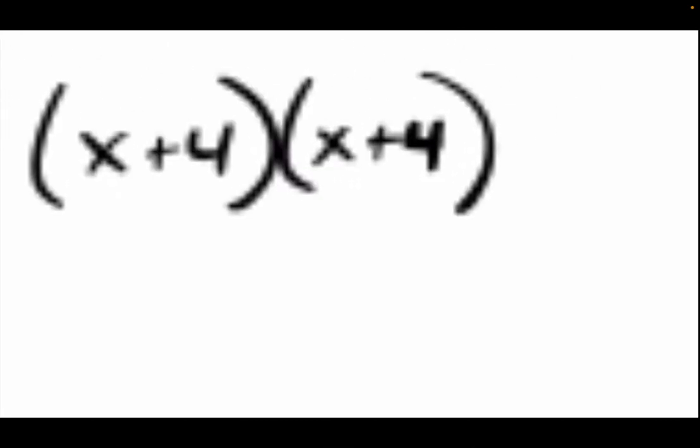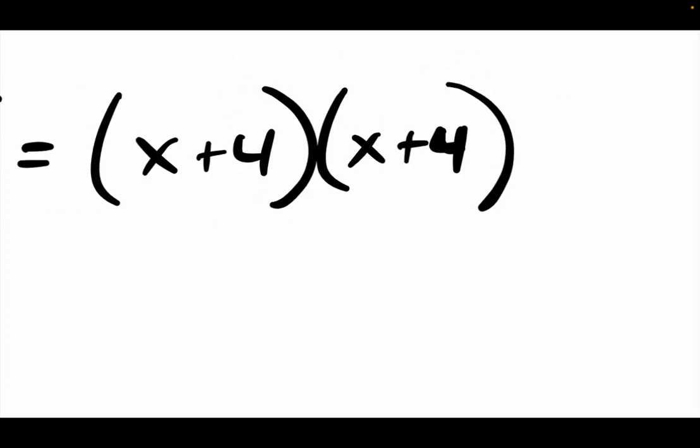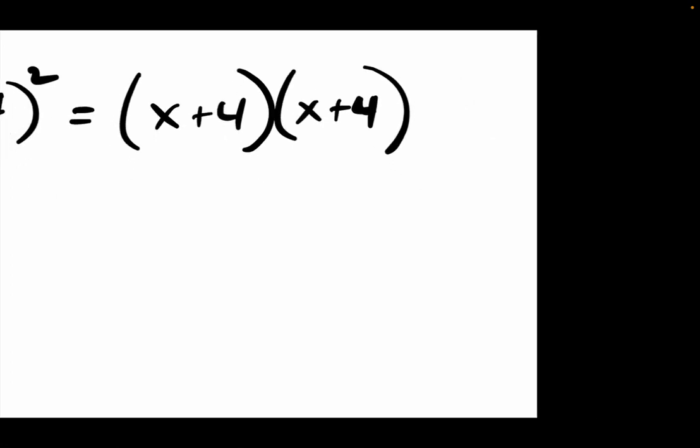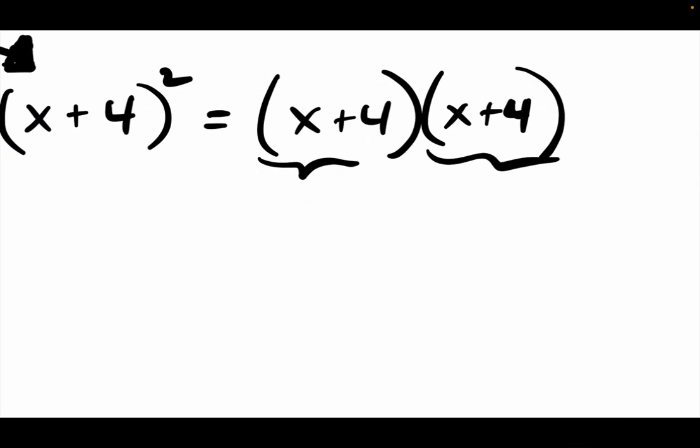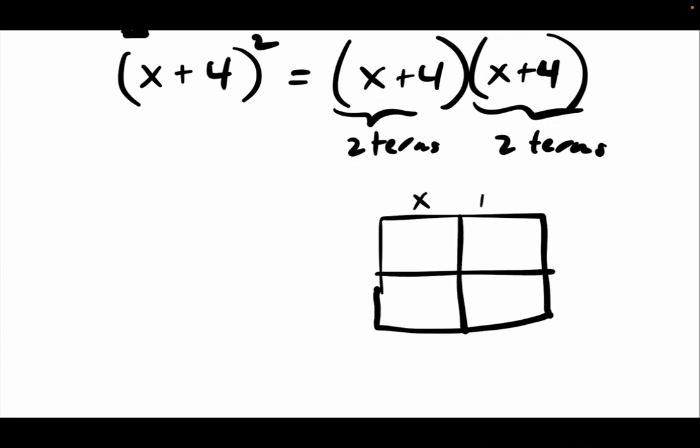How do I multiply those two guys? The answer is you've done it twice, 3 times already. Box. How big of a box do I need to multiply these guys? 2 by 2. So let's do it. 2 by 2 box. This has got 2 terms. This has got 2 terms. So I'm going to set up a 2 by 2 box. X plus 4, x plus 4.